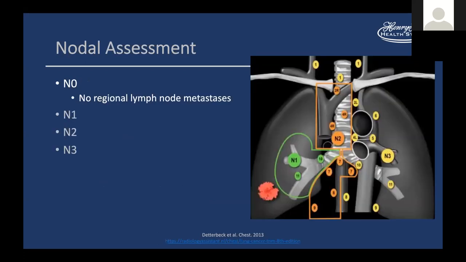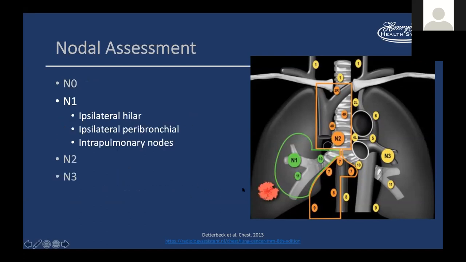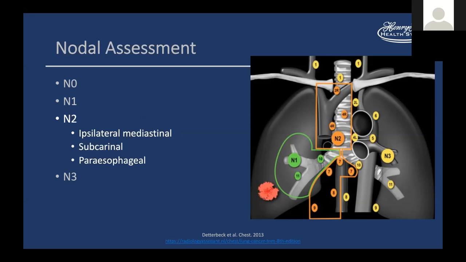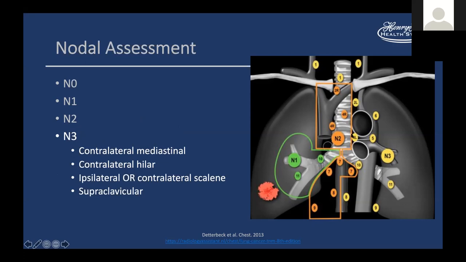So what are the different breakdowns for your nodal assessment? N0 disease means that you have no regional lymph node metastases defined by CT, PET, or eventually bronchoscopic criteria. N1: if your lung cancer is in your lower lobe on the right side, your N1 is going to be your ipsilateral hilar or your ipsilateral peribronchial or intrapulmonary nodes. N2 is going to be your ipsilateral mediastinal nodes or your subcarinal paraesophageal nodes. And then N3 is going to be your contralateral mediastinal nodes, any contralateral hilar or intraparenchymal nodes, and either any scalene or supraclavicular node, whether it's right side or left side, is considered N3.